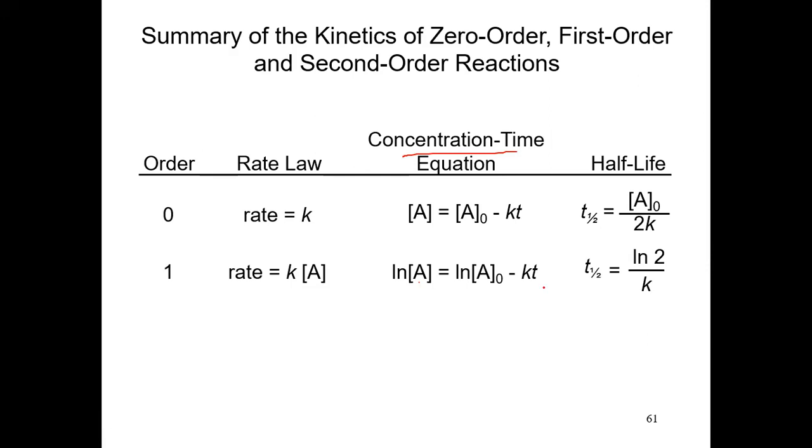Tapos, as you will see, yung memorize natin, yung ln2 over K. Half-life is ln2 over K. So notice that, independent siya sa initial concentration. Walang A sub O sa equation. Pag first order, independent sa initial concentration ng A.